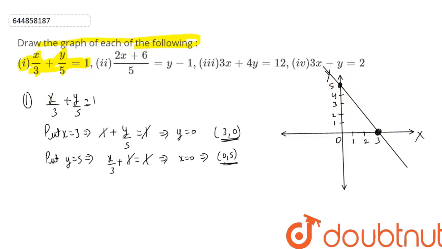So this is the equation of the line which is given to us in the first part of the question, that is x by 3 plus y by 5 is equal to 1. So this is the solution for the first part of the question.